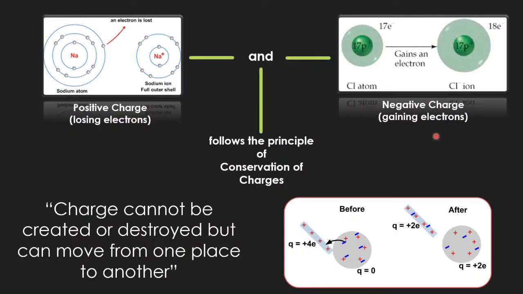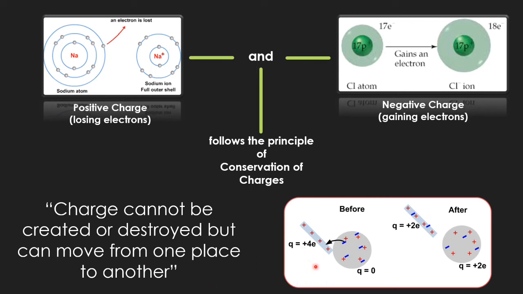So our positive charge and the negative charge will always follow the principle of the conservation of charges. So what is the law or the principle of conservation of charges? This simply states that charge cannot be created and you cannot also destroy charges, but they can only move from one place to another.